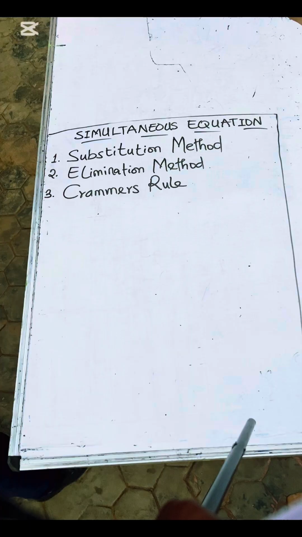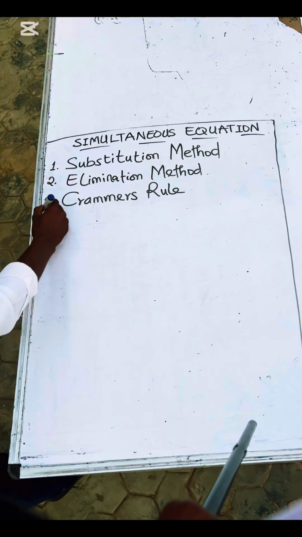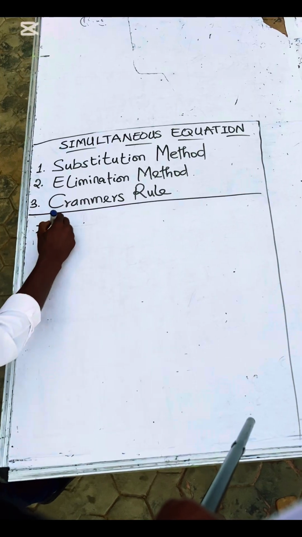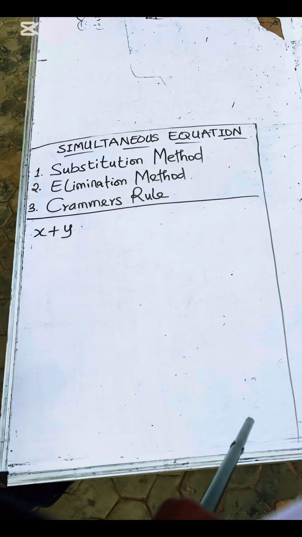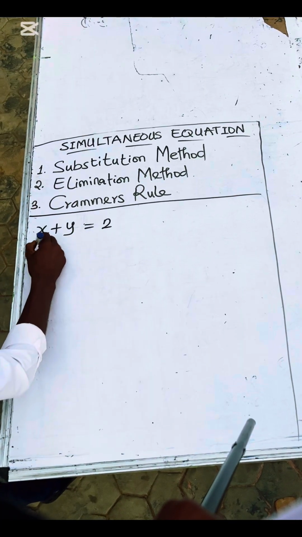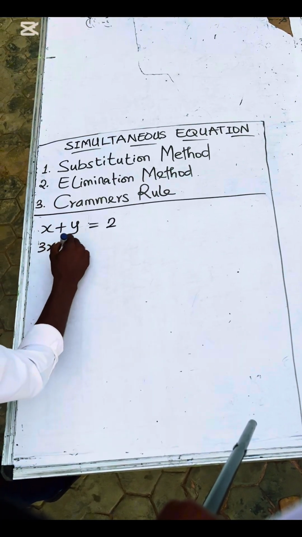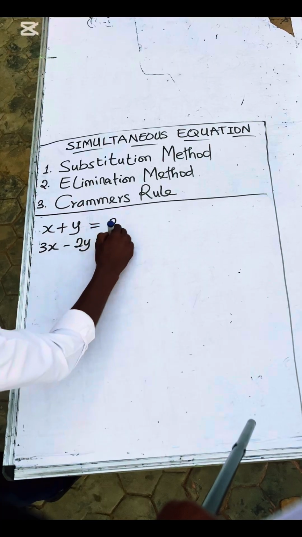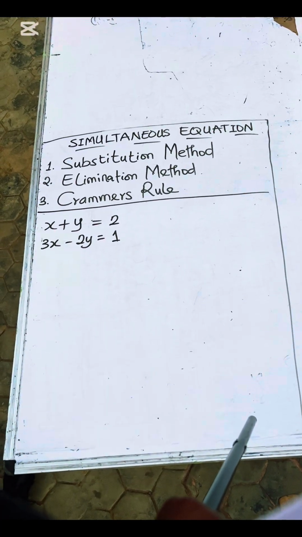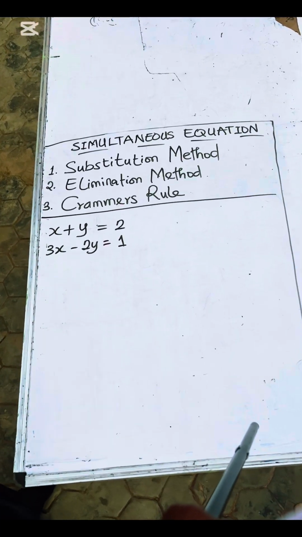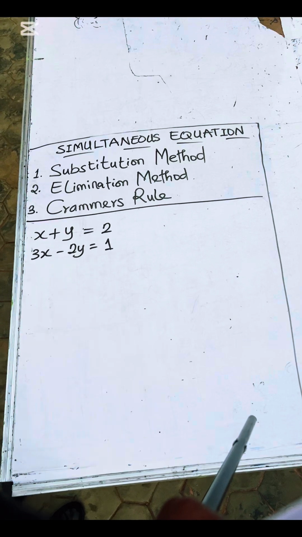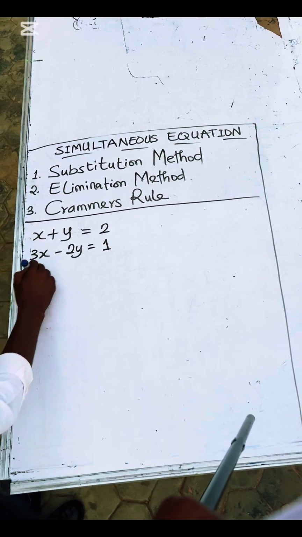Let's go straight to business. I will just solve one example. We have x plus y is equal to 2, and 3x minus 2y is equal to 1. We'll focus on this example using all three methods to see if we get the same answer. Let's start with the substitution method.